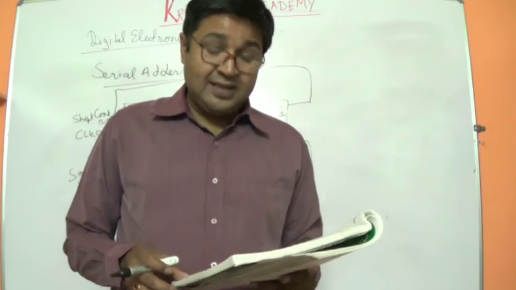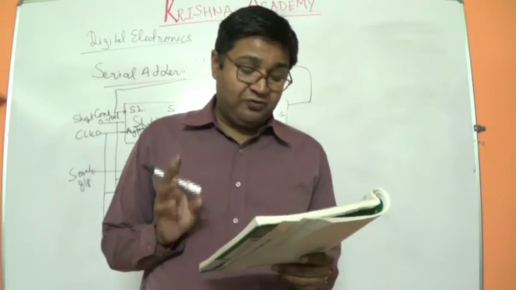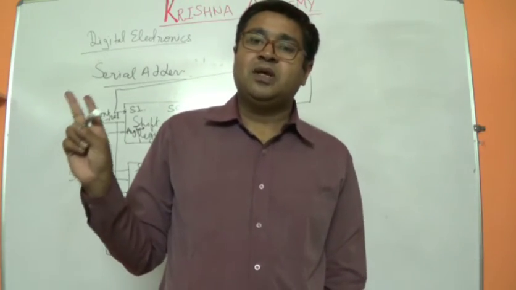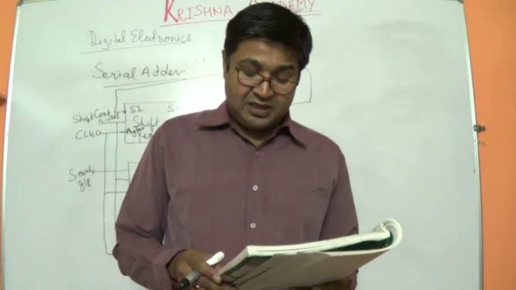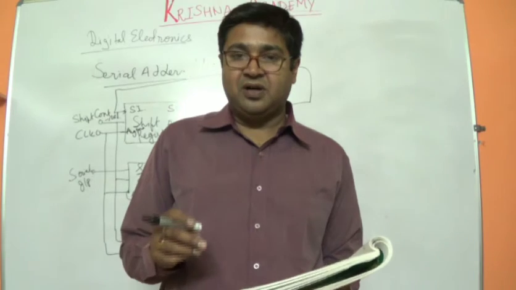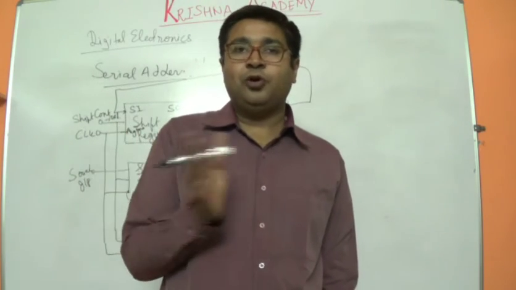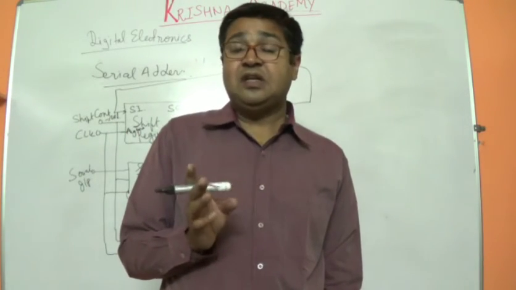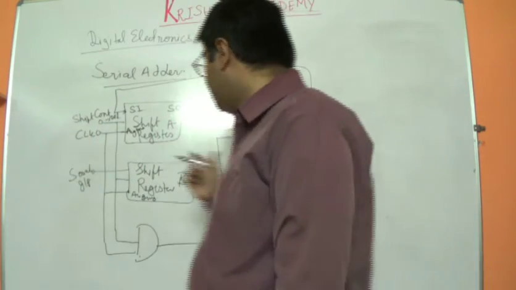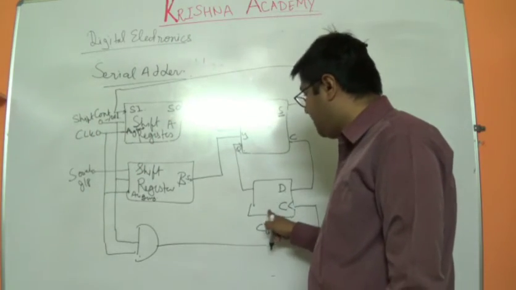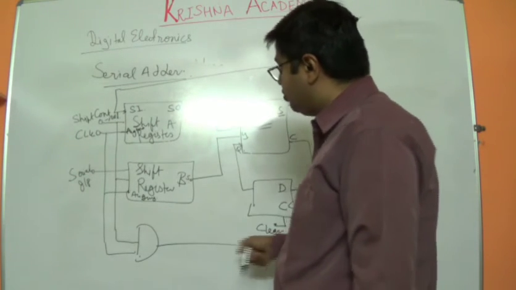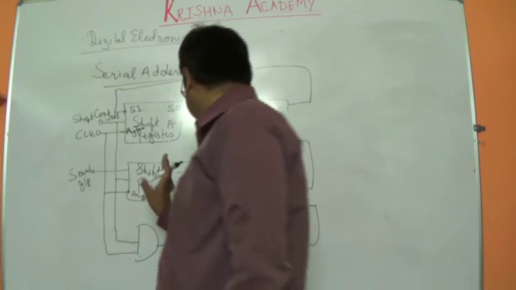The second thing is, serial adder requires only one full adder and one flip-flop, whereas in the parallel circuit, the number of full adders required is equal to the number of bits in every number. So if we need to add 4 bits, then we need at least 4 full adder circuits. But here we use only one full adder and one D flip-flop and two shift registers. Every time we do that, this circuit will give us the output.